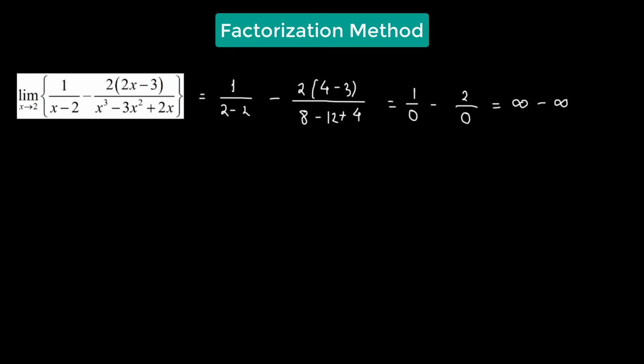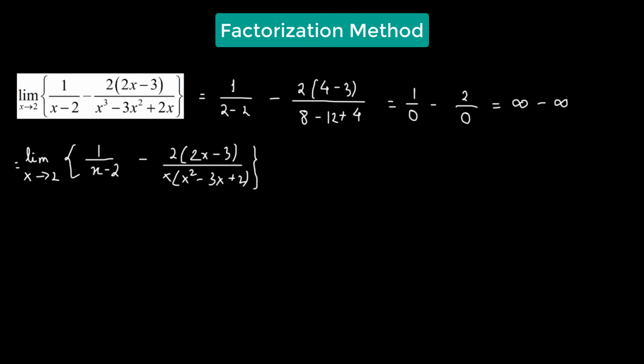However, we need an indeterminate form of 0 over 0. So let us do it by rewriting the rational function. So we'll have limit x going to 2, 1 over x minus 2, minus 2 times twice x minus 3. Now we see that there's an x. We can factor out x from each of the terms of the denominator. So we have x multiplied by x squared minus thrice x plus 2.